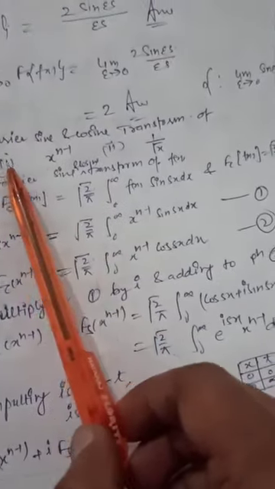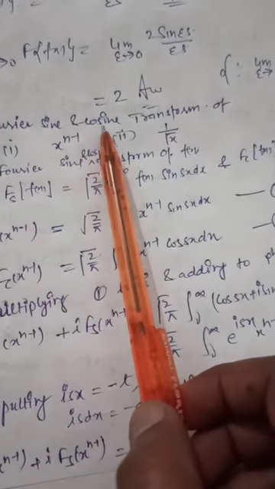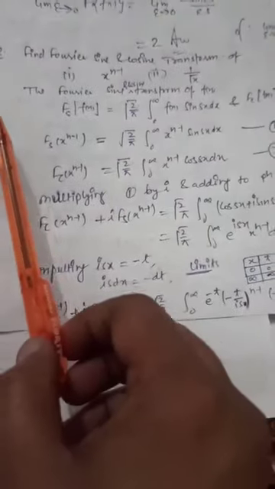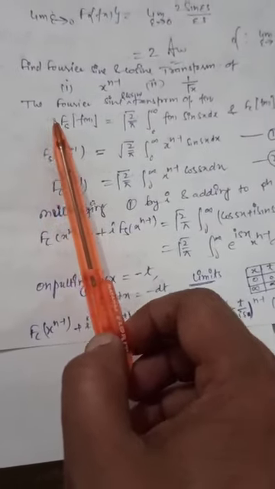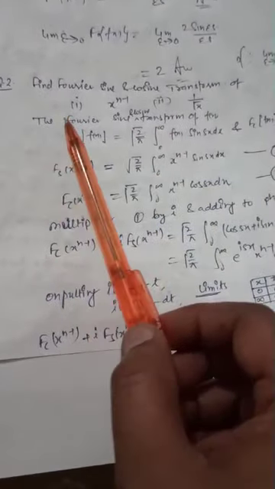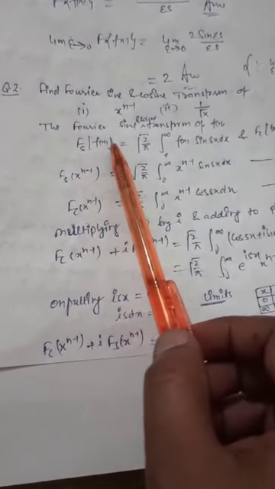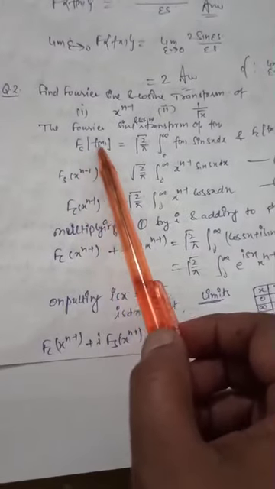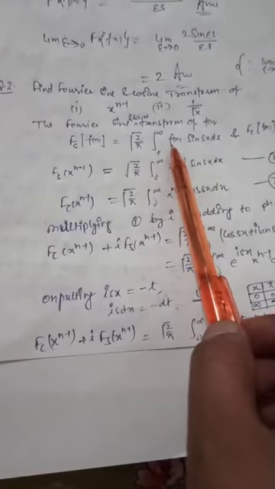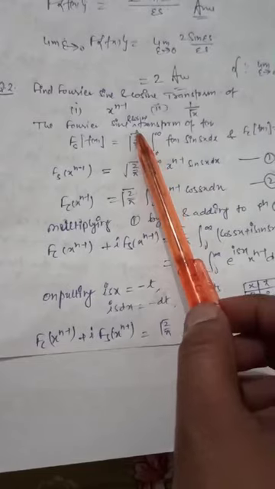So the question is basically to find the Fourier sine transform and cosine transform of e^(-x) x^(n-1), and second, 1 by under root x. For the Fourier transform, as I told you before the 15th of March, the formula for the Fourier sine transform is F_s(f(x)) = under root 2 upon pi, integral from 0 to infinity of f(x) sin sx dx.